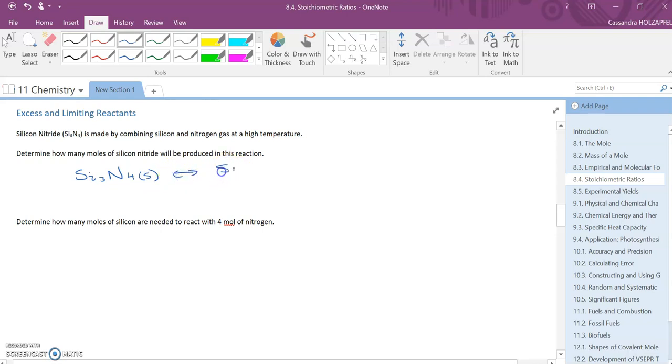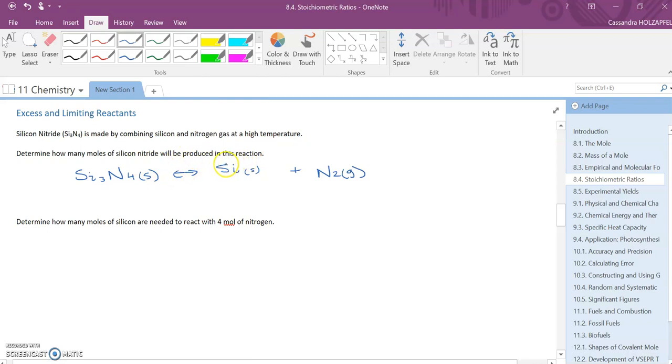Made by combining silicon, and I think silicon's a solid at room temperature, I'm not 100% sure. And nitrogen gas, and it's at a high temperature, so maybe this is in a gaseous form. Anyway, determine how many moles of silicon nitride will be produced in this reaction.